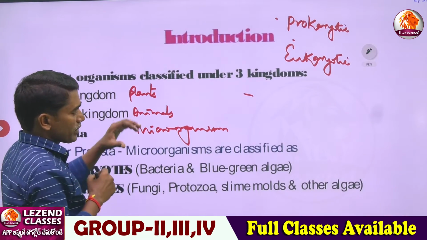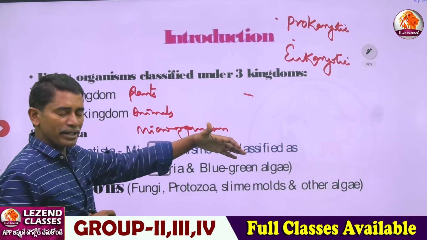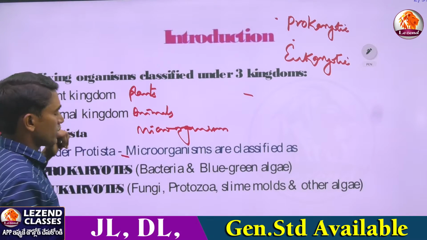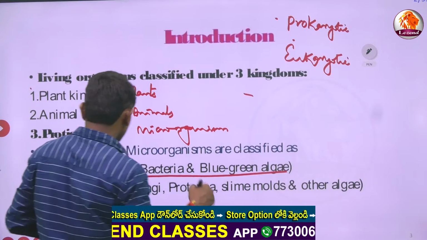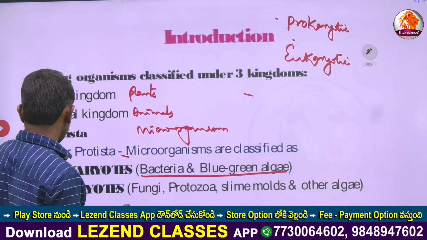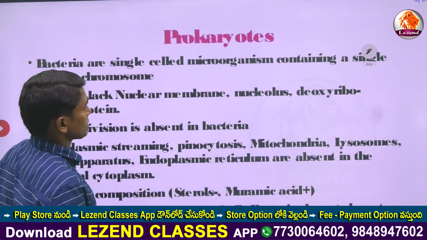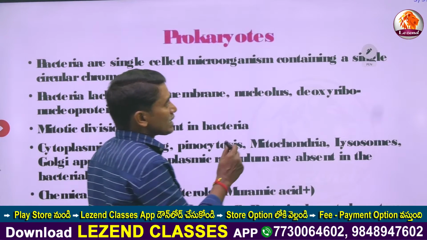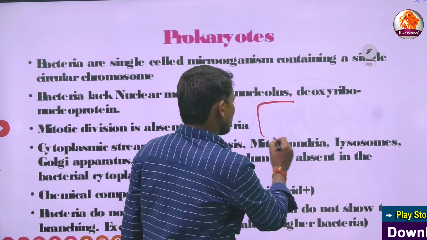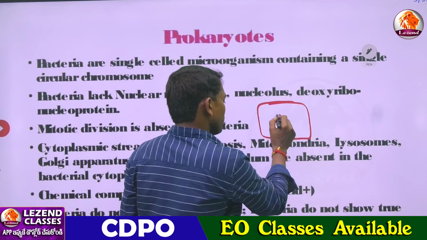These prokaryotic organisms include bacteria and blue-green algae, right? Whatever is leftover, all fungi and other organisms, from protozoa onwards, come under eukaryotic organisms. In prokaryotic organisms, cell organelles are absent, not only the nuclear membrane. So genetic material is present.